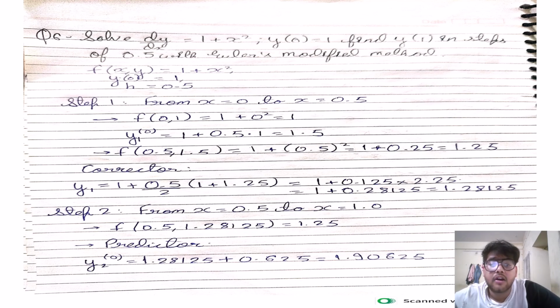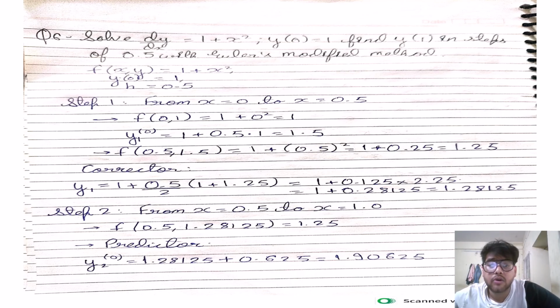So in step 1, we will find the value of y1 from x equal to 0 to x equal to 0.5. The value of the function we will have is 1 plus 0 square. Substituting 0 in the function, we will have the value 1, and next we will calculate the value of y1, which is 1 plus 0.5 into 1, and we will have the value 1.5, and the function we will have is 0.5 and 1.5.